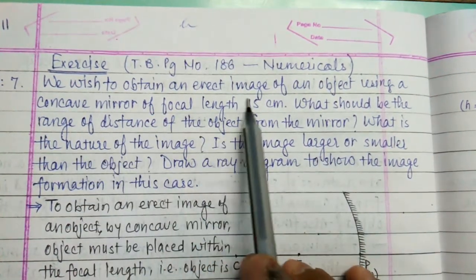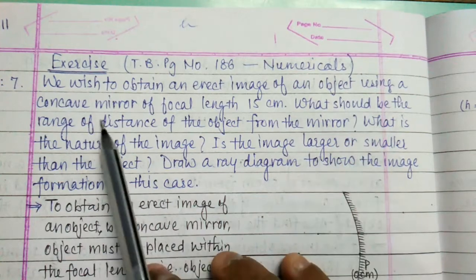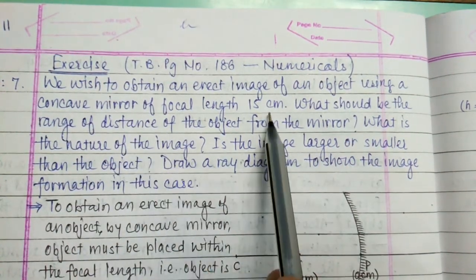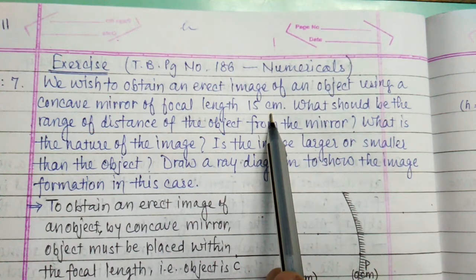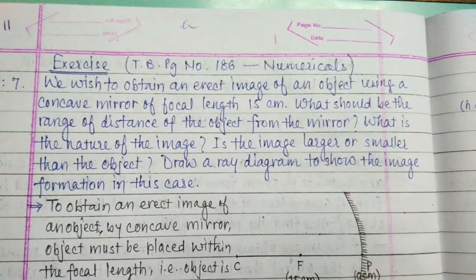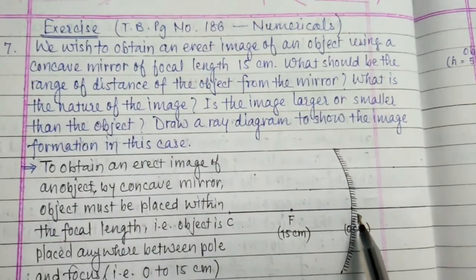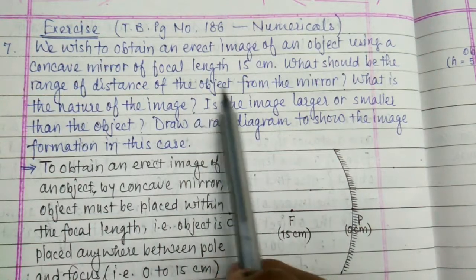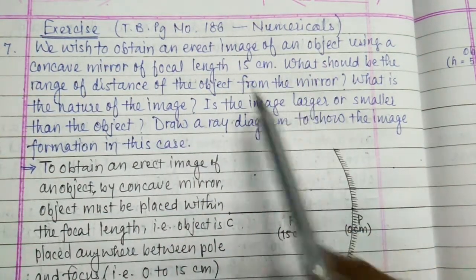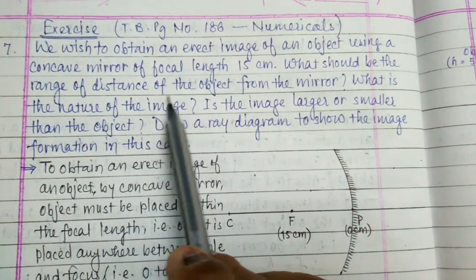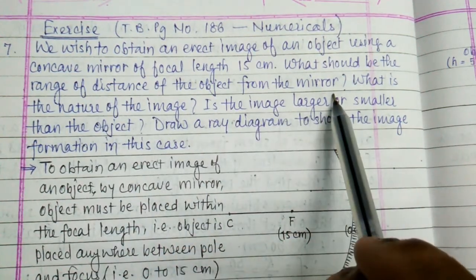We wish to obtain an erect image of an object using a concave mirror. Mind it, concave mirror of focal length 15 centimeter. So focal length means a distance from pole to focus. From pole to focus, this is the focal length. It is 15 centimeter. Now what should be the range of distance of the object from the mirror?